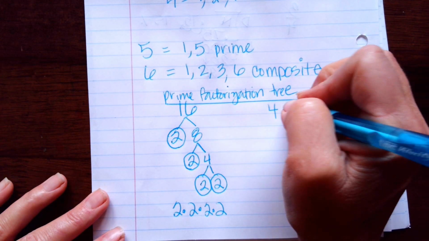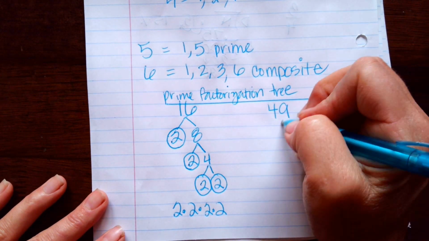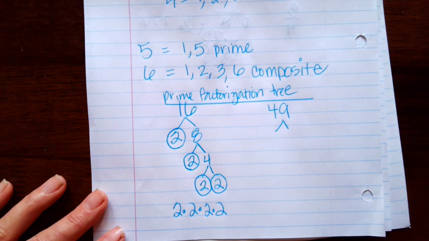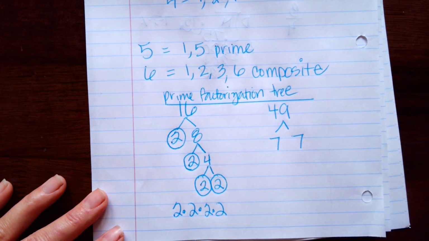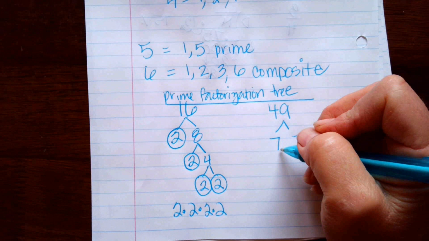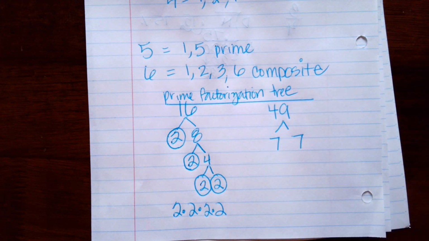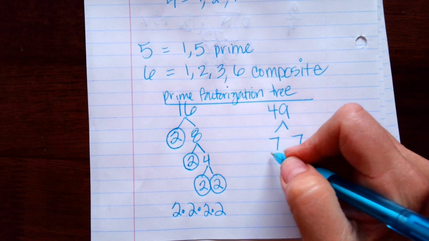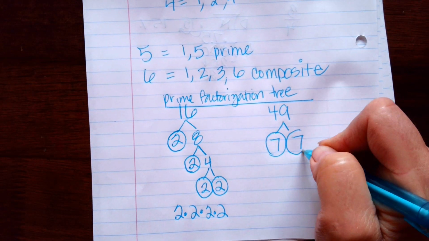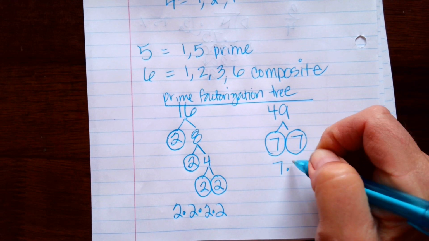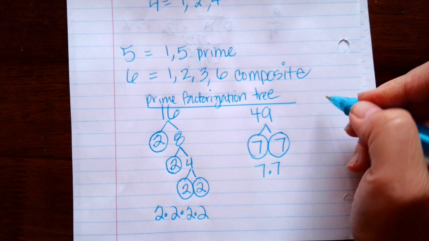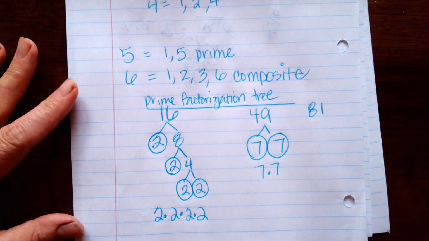If I did something like 49, what are two numbers that go into 49? 7 and 7. Now we look at this and we say, can I make a branch from 7? No, because 7 only has 1 and 7. So I'm going to circle this number and I'm going to circle this, and then I just write 7 times 7. And I'll do one more for an example, 81.